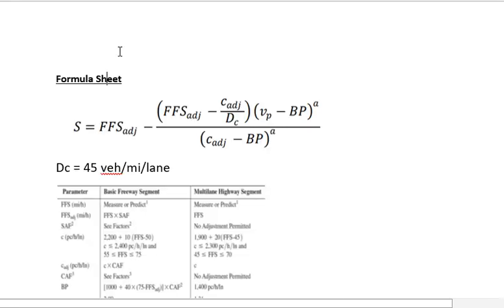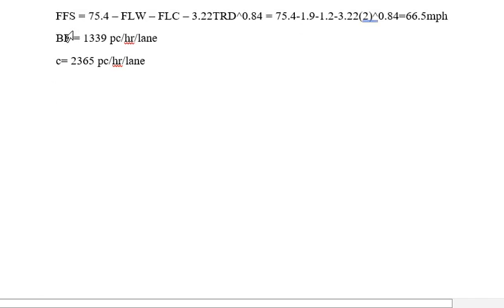Okay, I need some other points which should be between breakpoint and capacity, and by other points I mean that I need to find out the speed values at some of the other flow rates which happen to be between capacity and breakpoint. Okay, so the capacity is, you can see here, 2365, and the breakpoint is 1339. Now to draw the curve, the curve is between basically these 2 points. To draw the curve, I will use this equation.